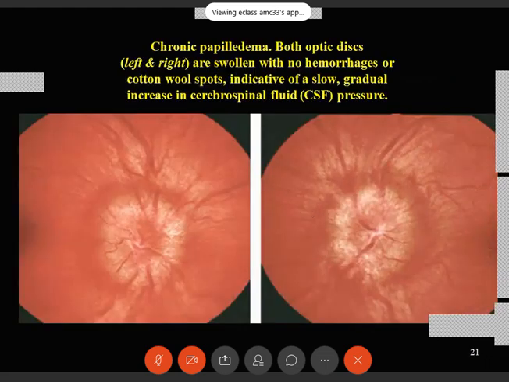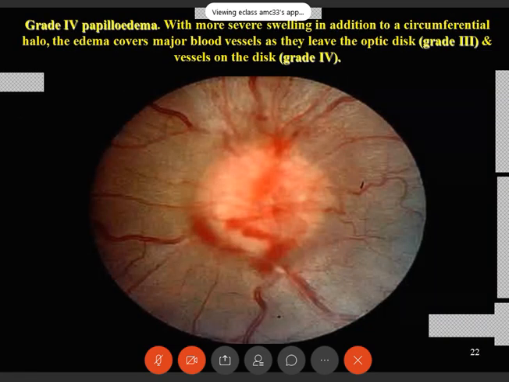In the stage of chronic papilledema, there is marked elevation of the disc, with no hemorrhages and no cotton wool spots. Due to raised intracranial pressure, margins are blurred: superior, inferior, nasal, and temporal margins are all blurred. The disc is elevated and venous congestion is present. Veins are tortuous and congested. The cup is filled up. Surrounding retinal edema is present. This is grade 4 papilledema.